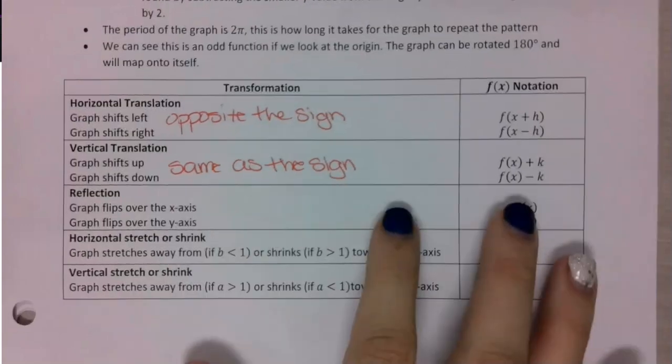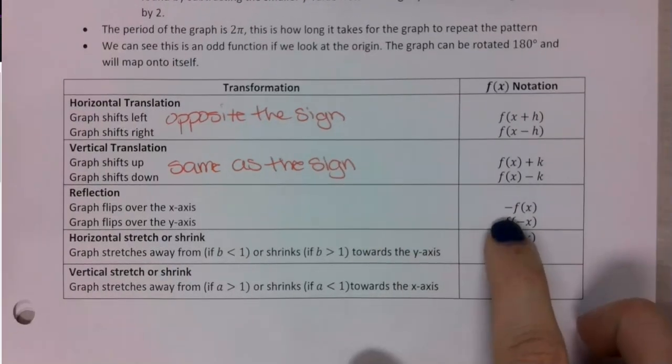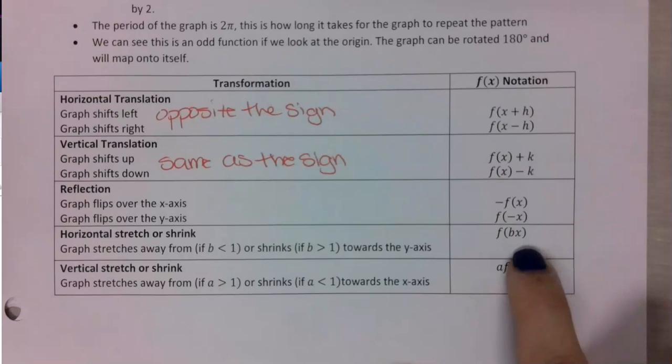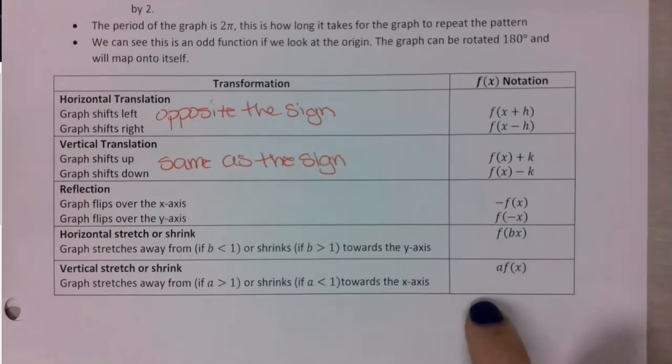Reflections: if it's on the outside, it flips it over the x-axis. If it's on the inside, it flips it over the y-axis. Stretches or shrinks: if they're horizontal, they're inside with the pi. If they are vertical, they're outside in front of the function.